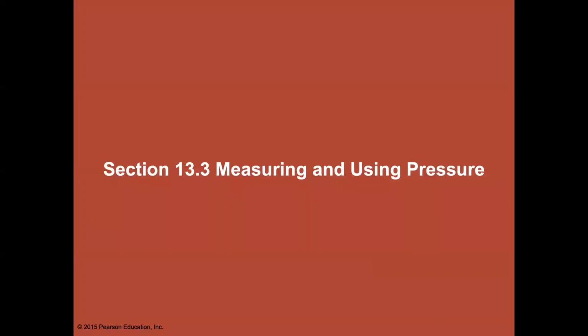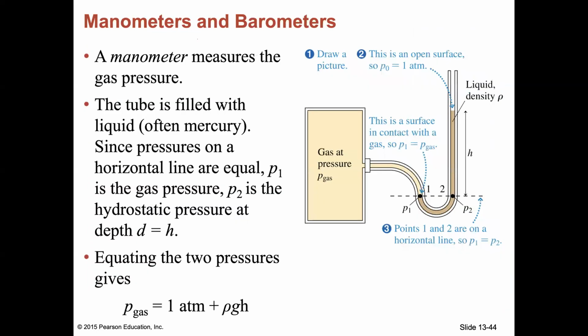Now, next section: how to measure and use pressure. Manometers and barometers. A manometer measures gas pressure. Here's a manometer. This picture shows how the manometer works to measure the pressure of gas. If you have some gas in this box and you want to measure its pressure, you can use a tube filled with liquid. Usually it's mercury, because mercury has a very high density compared to other fluids.